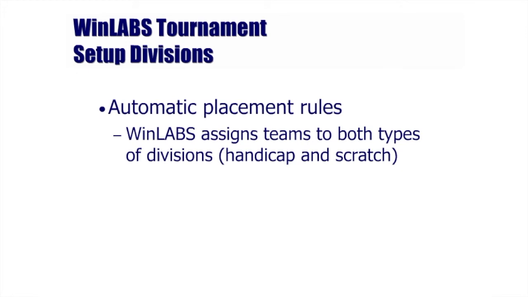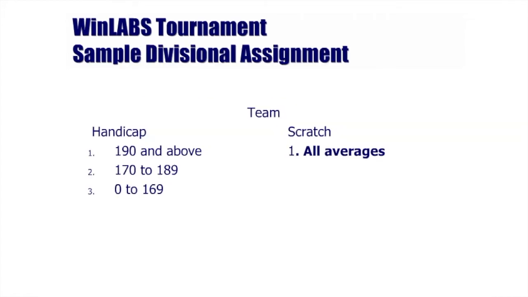If you would like WinLABS to handle the divisional assignment automatically, WinLABS will always assign the doubles pair to both handicap and scratch. Our singles competition will have 3 handicap divisions. Our tournament also allows a bowler to optionally compete for prizes in a scratch division. A bowler with an average of 180 would be automatically assigned to Division 2 Handicap and Division 1 Scratch.